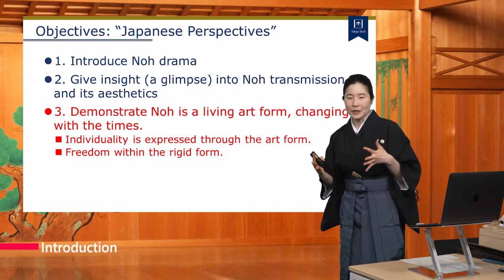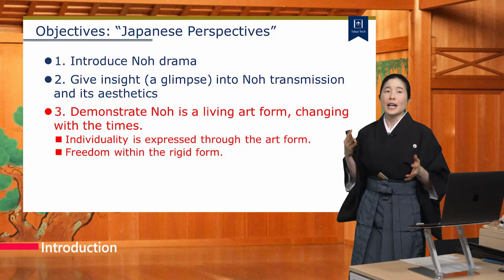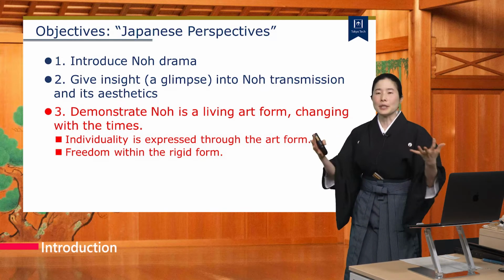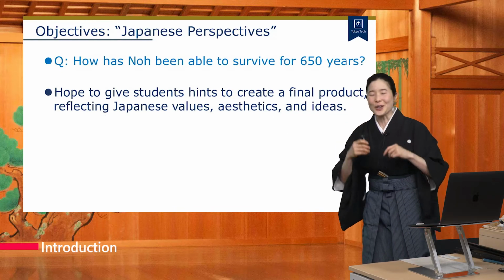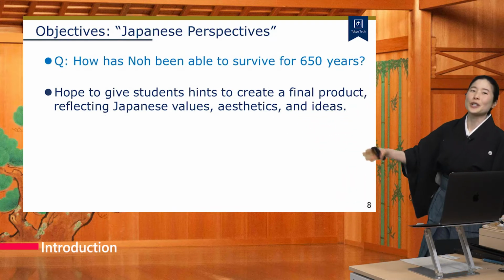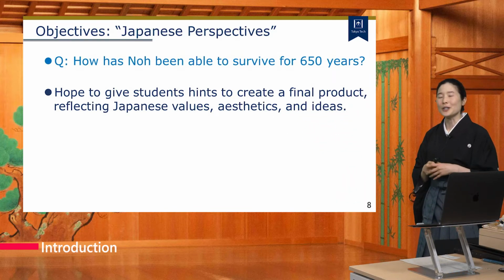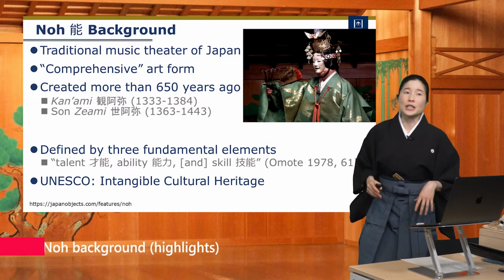So the objectives of this lecture for today is to talk, I know you've been talking about Japanese perspectives. And also, I hope to give you students hints to create a final product reflecting Japanese values, aesthetics, and ideas. So No itself is a traditional music theater of Japan.